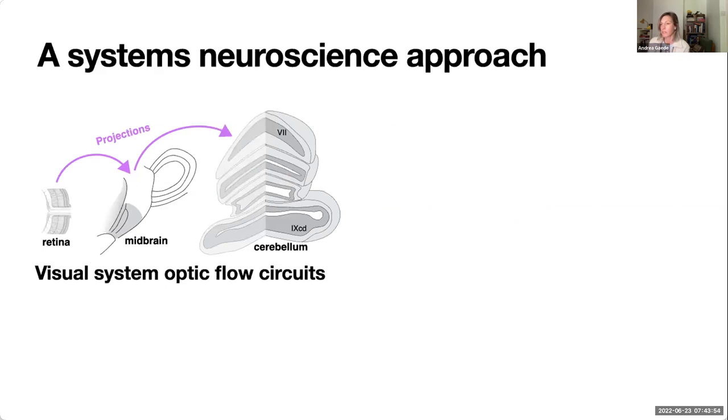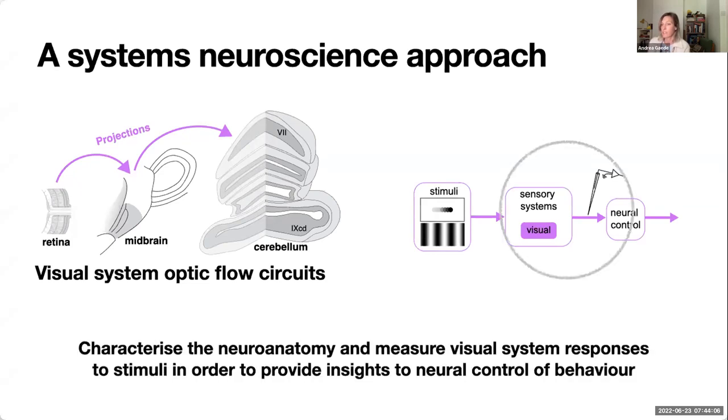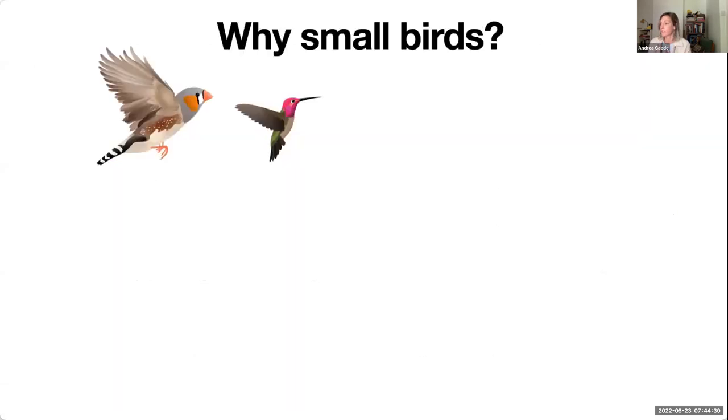I take a systems neuroscience approach to study the neural circuits that underpin optic flow processing. This takes an open loop approach using extracellular recordings of neural activity in response to visual stimuli. The overarching goal is to characterize the neuroanatomy and visual system responses to stimuli in order to provide insights into neural control of locomotion. I won't go into the neuroanatomy here, but we have found some interesting differences between species in the organization of these circuits that may support locomotor demands.